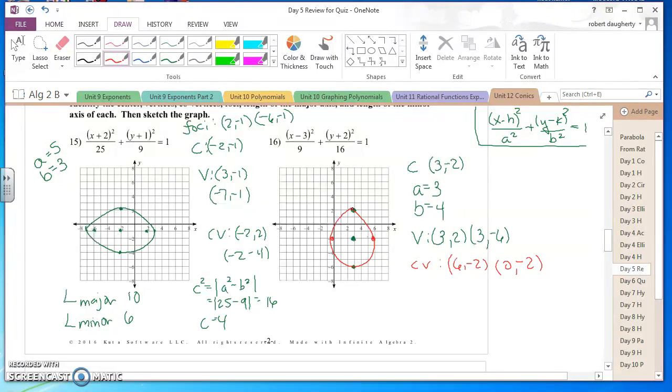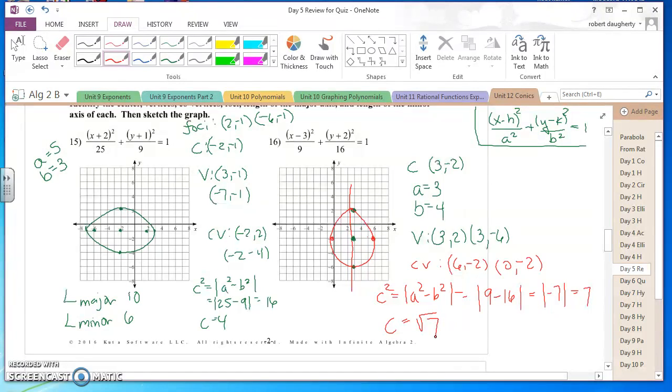In this case, they're going to be on the axis that goes vertically through the ellipse. So again, I just go back to c squared is the absolute value of a squared minus b squared, which in this case is the absolute value of 9 minus 16, which is the absolute value of negative 7. So absolute value of 7. So c is going to be the square root of 7.